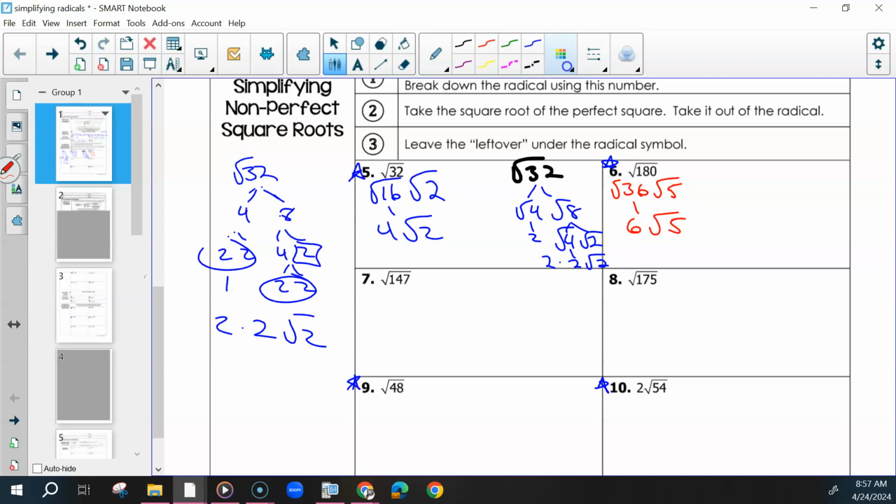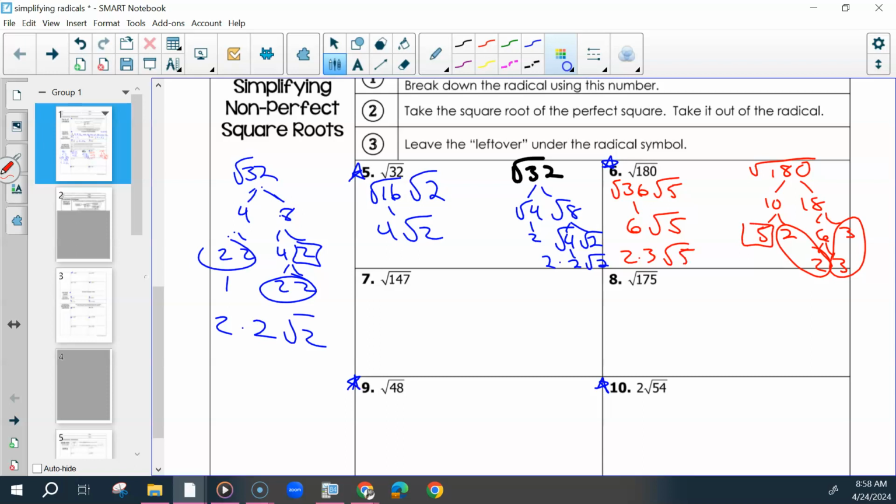If I were to break this down, let's say I know 10 times 18 gives me 180. And I would just keep breaking that down until I see all the factors. So I know 5 times 2 is 10. Let's do 6 and 3. 5 can't be broken down more. 6 can. So then I have a pair of 2s and a pair of 3s that would come out, and that 5 would stay by itself. And then you would simplify.